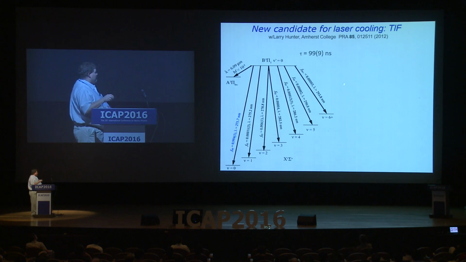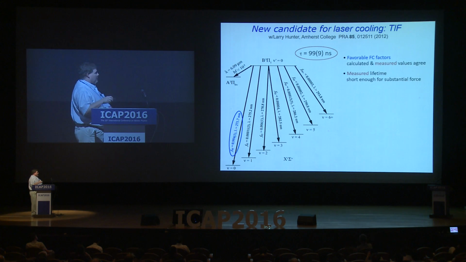On our side, we've been pushing on working on a different species, laser cooling of thallium fluoride molecules. And thallium fluoride is an interesting molecule. It's different from the ones we've had before because it doesn't have an unpaired electron. It has a closed shell.